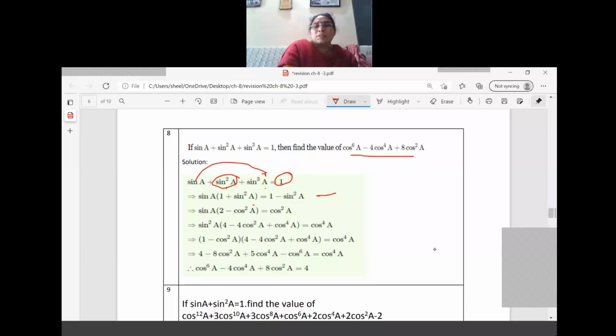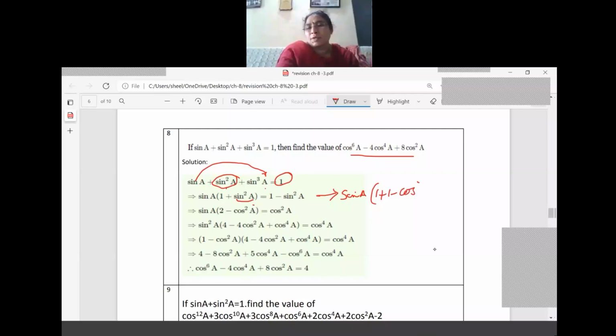And now what is the next step? Here you may get confused. Sine A into bracket 2 minus cos square A is written. How are we getting that 2 minus cos square A? We have to change sine square A as 1 minus cos square A. That is why we got here sine A into 2 minus cos square A.